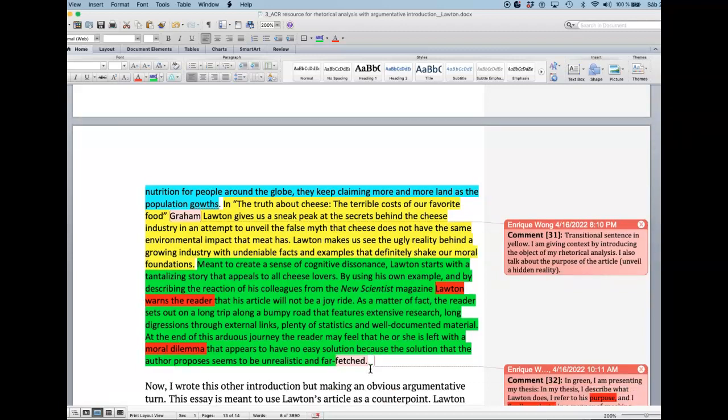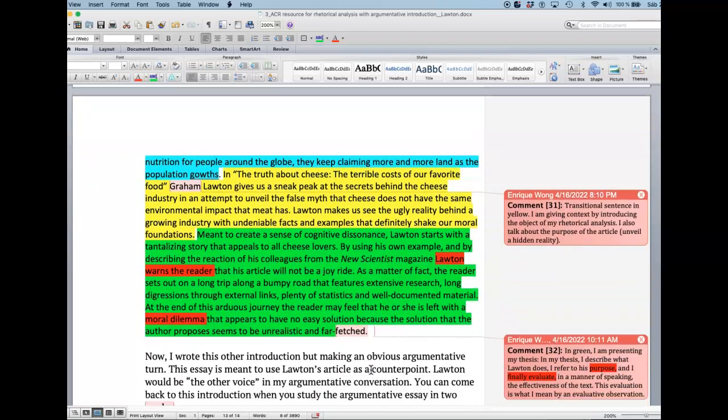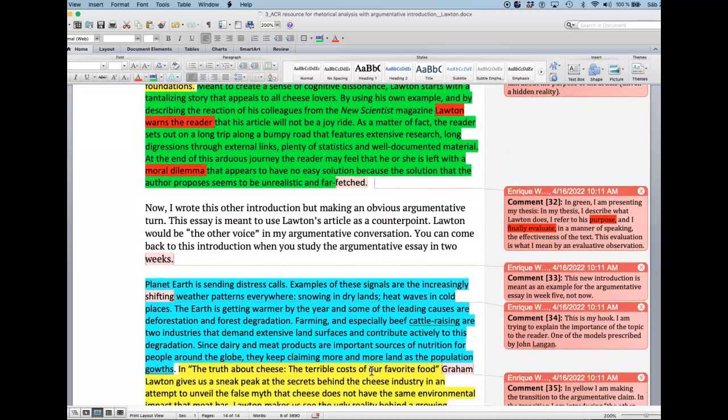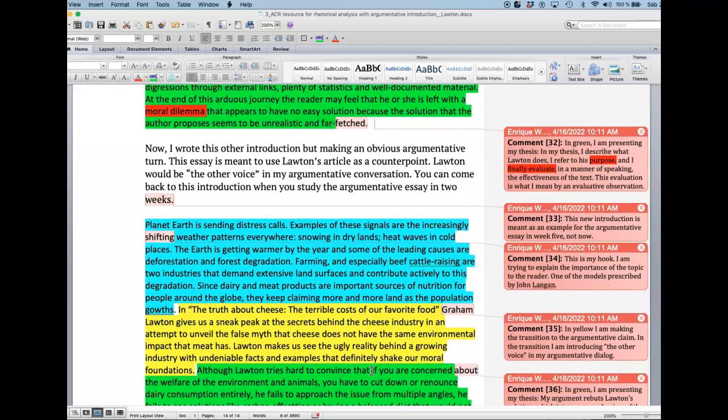And I also wrote an introduction to an argumentative essay if I were to argue with Lawton, if I were to fight back, because I disagree entirely, because I think that the solution is quite excessive, but you judge for yourself. I'm giving you my notes on the article, and I hope this is going to help.